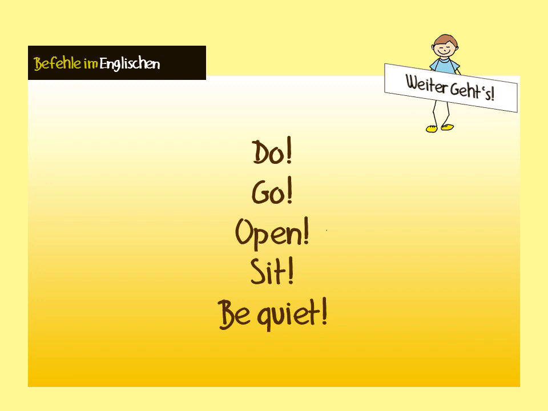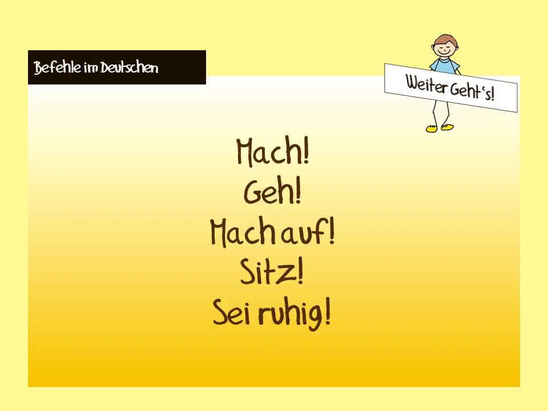Do, go, open, sit, be quiet. In all cases, you are telling somebody else what to do. We call them imperatives or commands in German. Imperativ oder Befehl. Let's take a look at the German ones. Mach, geh, mach auf, sitz, sei ruhig.